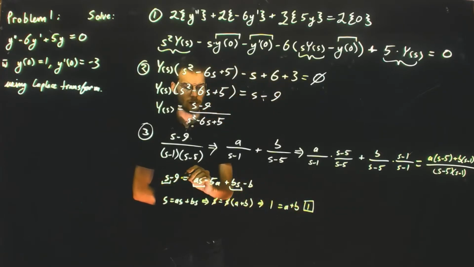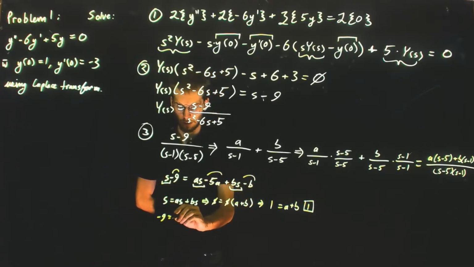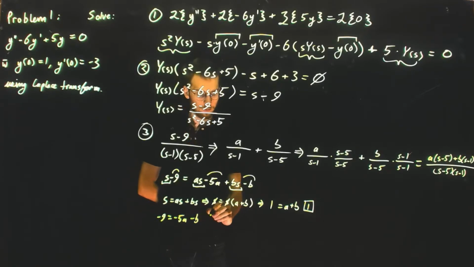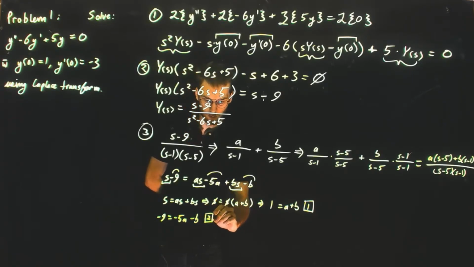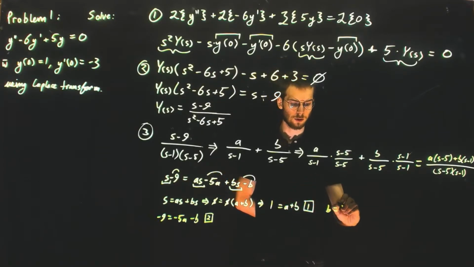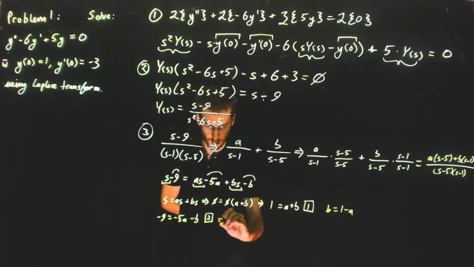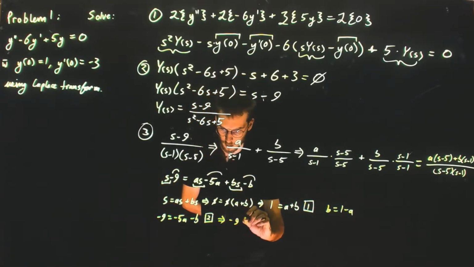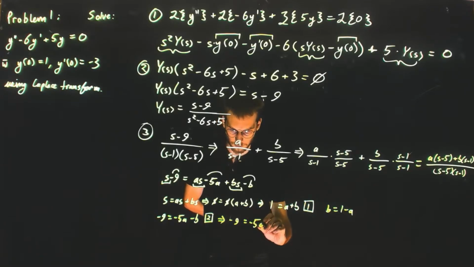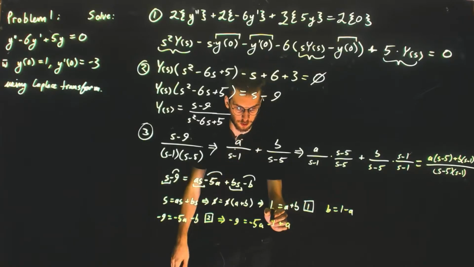Number 2 is everything that does not have S terms in it, so that's going to be this, this, and this. We'll be left with -9 is equal to -5A minus B. So that's our equation 2. What we can do now is isolate this in terms of B. So we'll have B is equal to 1 minus A. We can substitute that value of B into this. So what we're left with is -9 is equal to -5A minus (1 minus A). So we'll bring that to the other side.